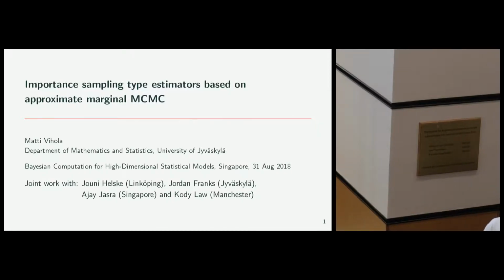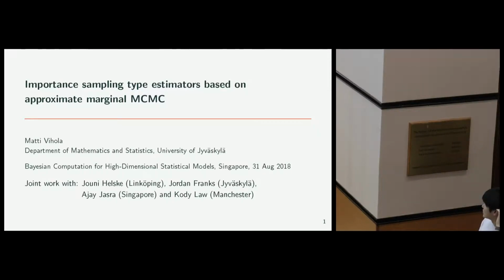Sampling type estimators based on approximate marginal MCMC.